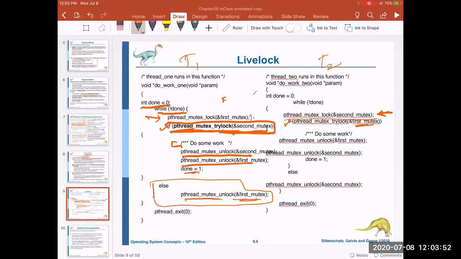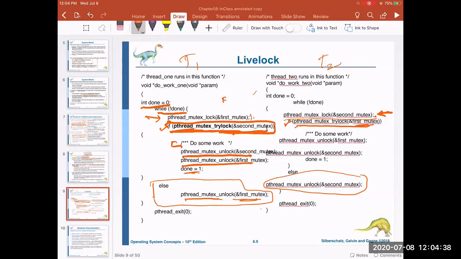In this case, what would happen? T1 would release the first mutex, whatever it has acquired. The same situation would happen for T2. If it has acquired the second mutex and the try lock fails, then the else condition would work and it would unlock the second lock, whatever it has acquired. So the modification is that if the try lock fails, it is going to release the resources it has already acquired, and then try again.